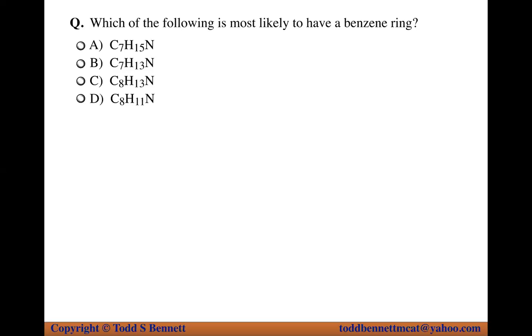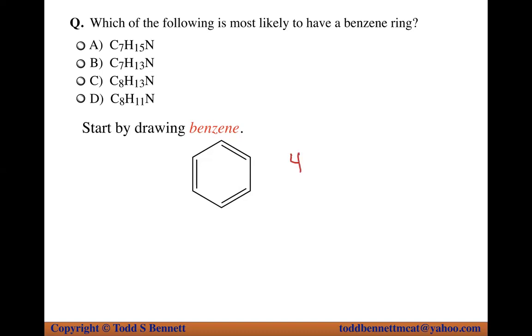So which one is most likely to have a benzene ring? So first off, you need to recall what a benzene ring is. So you start by drawing benzene. Benzene is a 6-membered ring with double bonds all around it. So the quick and easy way, count your pi bonds plus rings. So 4 units of unsaturation.